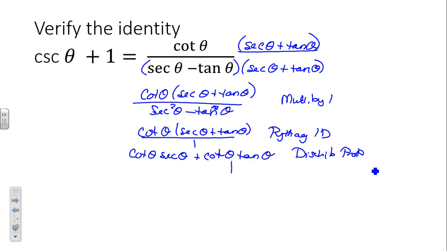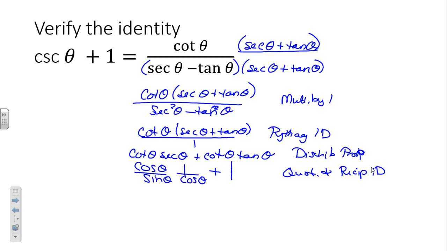What is cotangent as a quotient identity? Cosine over sine. Times 1 over cosine, for secant. So we're using the quotient and reciprocal identity. Okay. Oops, and thank you, I miswrote. Secant's 1 over cosine. Don't forget our little plus 1 that we got hanging out here.